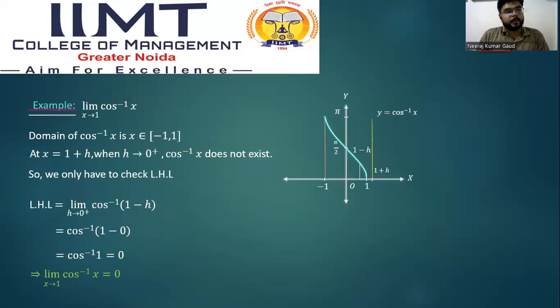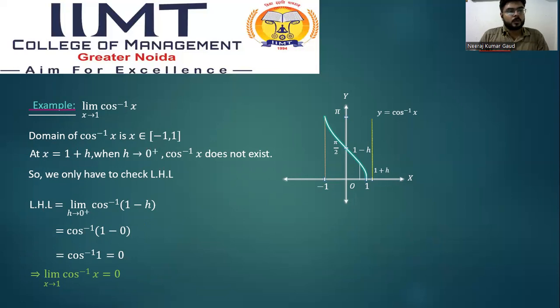Let's take an example: limit x tends to 1 of cos inverse x. Here is the graph of cos inverse x. The domain of cos inverse x is x belongs to the closed interval -1 to 1. At x equal to 1 plus h, where h tends to 0 positive, cos inverse x does not exist. So we only check LHL, not RHL.